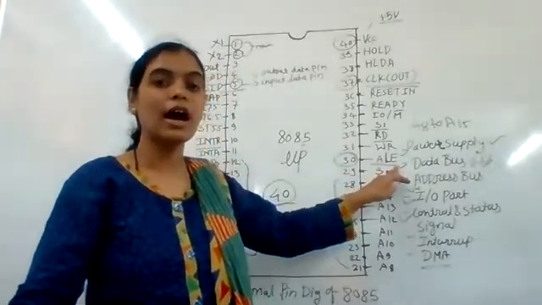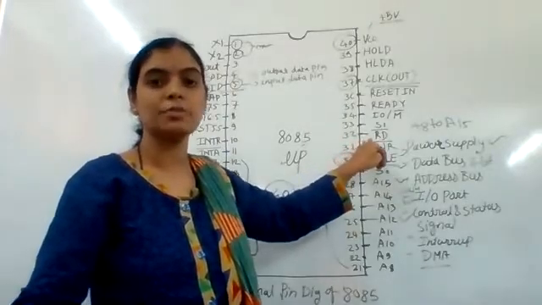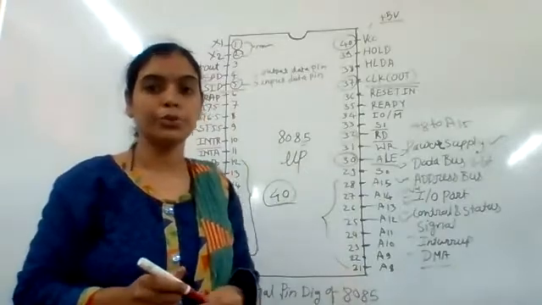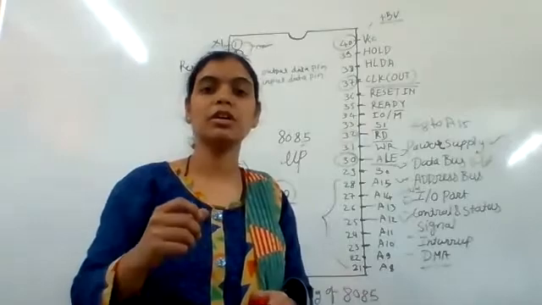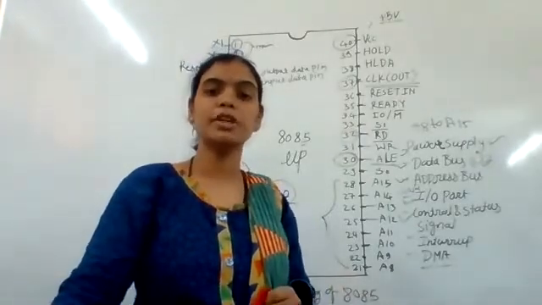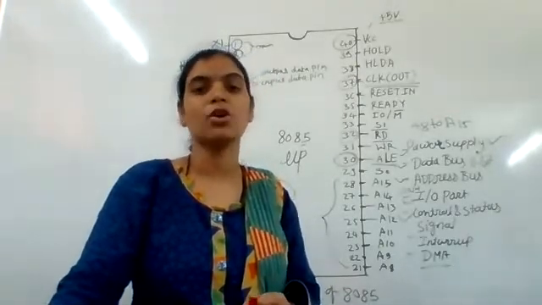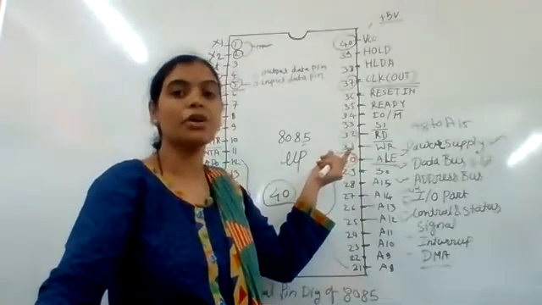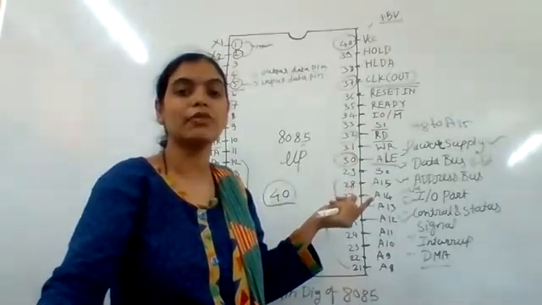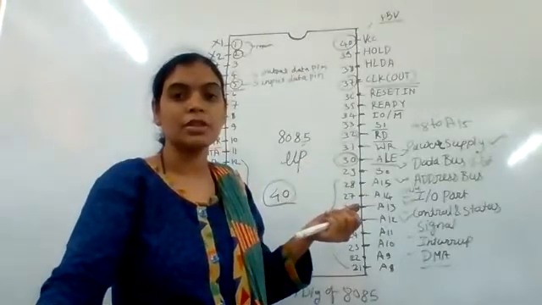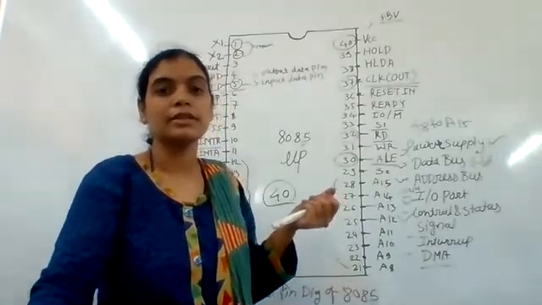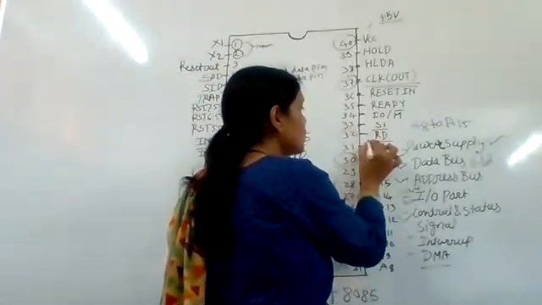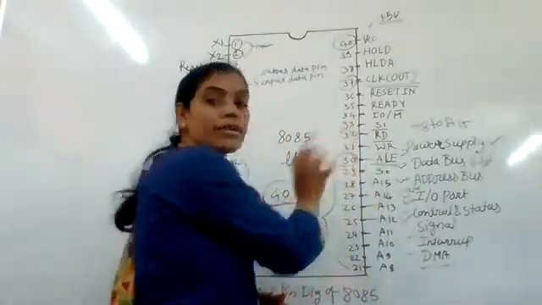Now the next pin is RD, pin number 32. A low signal on this pin shows the read operation, either from the I/O device or from the memory unit, thereby indicating that the data bus is now in a position to accept data from the memory or I/O device. Pin number 32 shows the read operation.